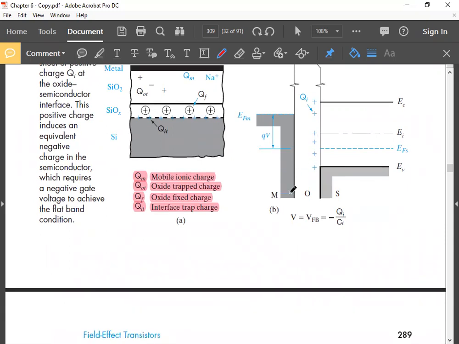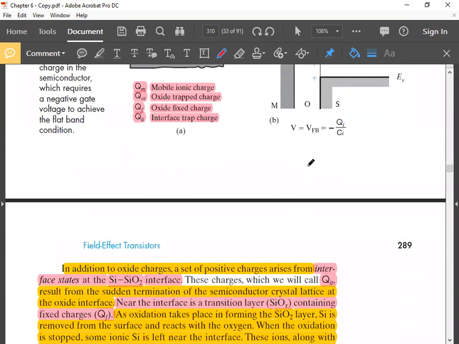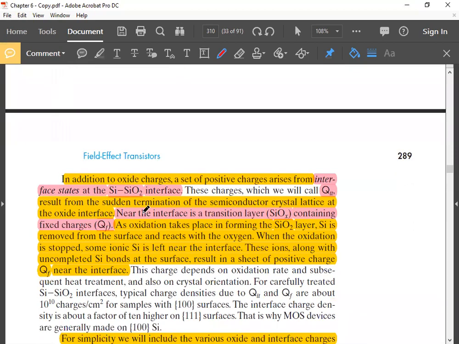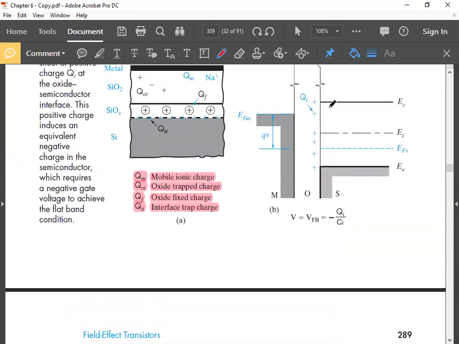One silicon atom is supposed to bond with two oxygens, but some silicon atoms will have fewer than two oxygens. So SiOx, where x is less than two. Because of that, there will be some charge. That charge is called fixed charge, and it will remain at the interface, at this surface.